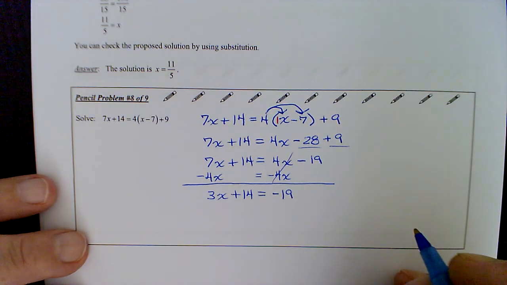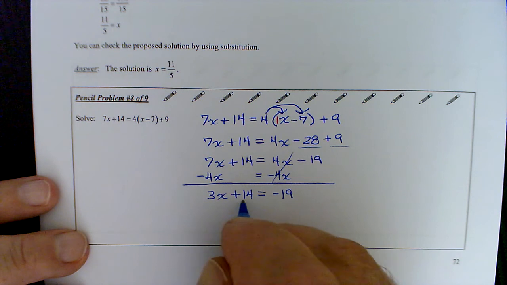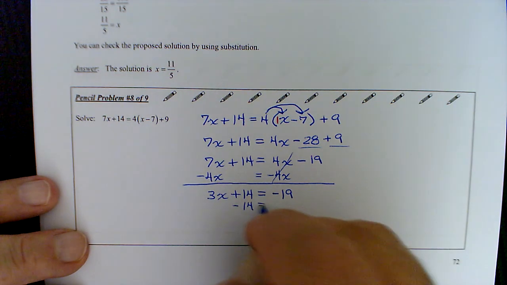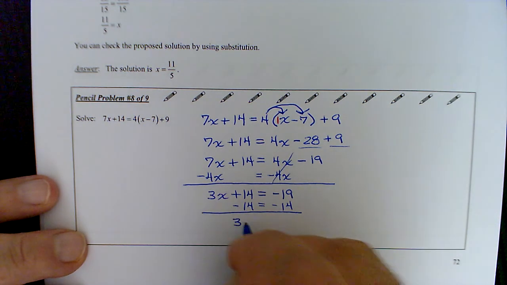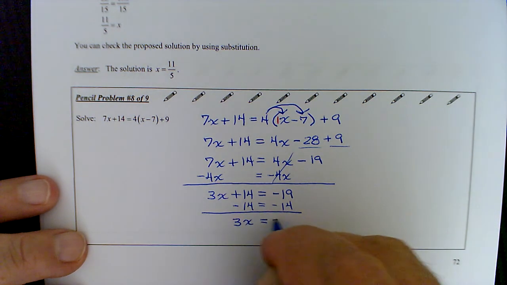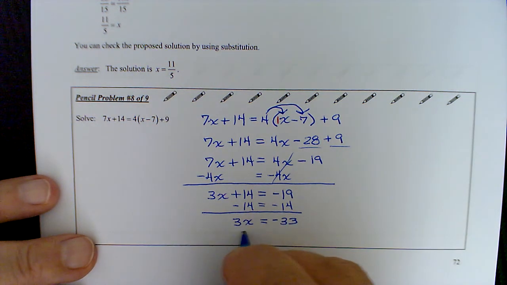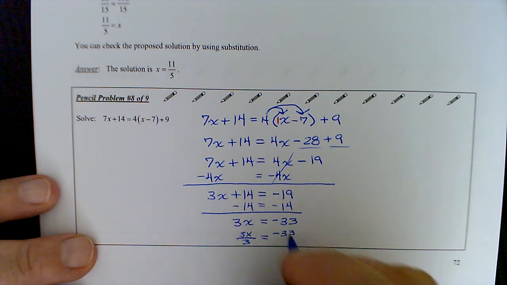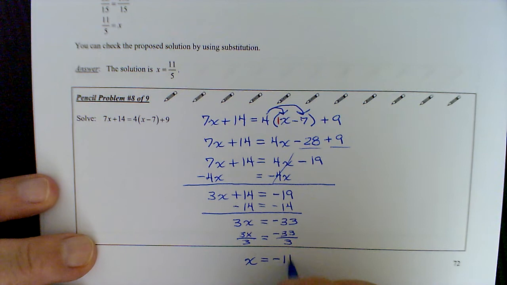And then we need to isolate the x. We have it on the left side, so therefore all the constants on the right. So we're going to subtract 14 from both sides. And that gives 3x equals negative 33. And then finally the division. So 3x over 3, negative 33 over 3, and we get x is negative 11.